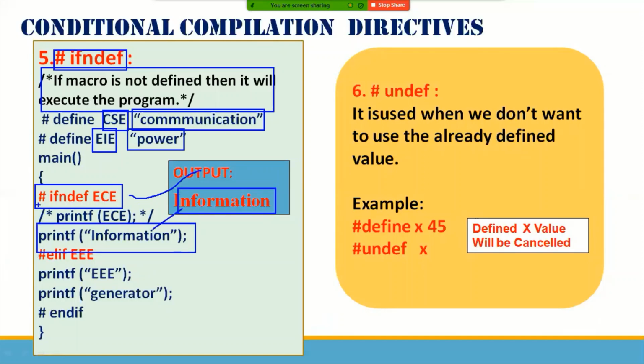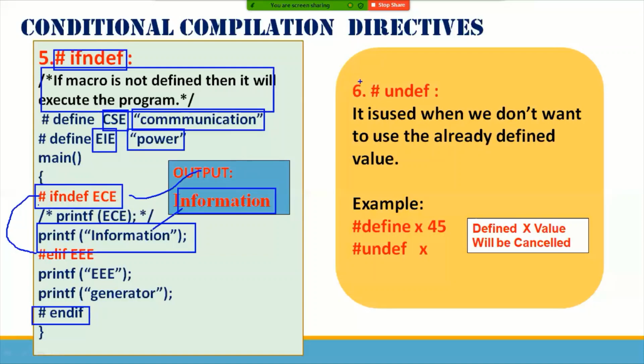Then the next one is the else part: if this condition is false, then only this part will be executed. Anyhow, this condition is true, so this part will be skipped. And finally, the end of the ifndef, that is #endif. That is about #ifndef.